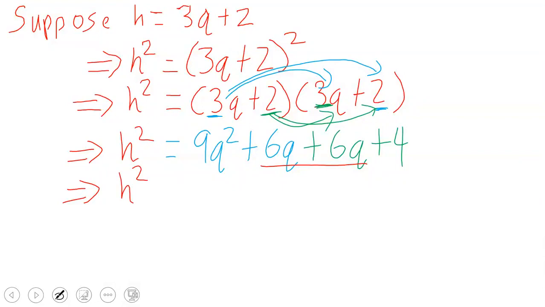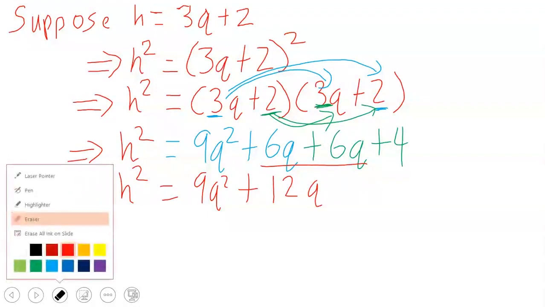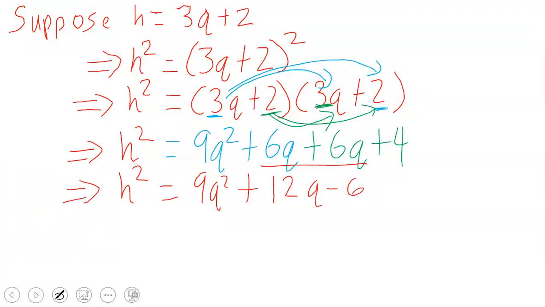So we have h squared equals 9q squared plus, let's look at this as 12q, because 6q plus 6q is 12q. And what is 4, right? What is 4? What can we write 4 as? Can we not write 4 as negative 6 plus 2, right? Isn't 4 negative 6 plus 2?